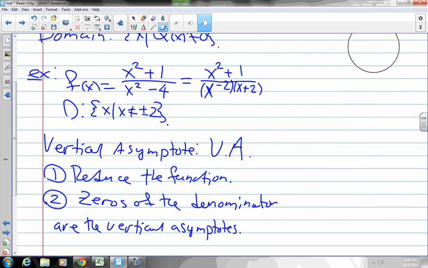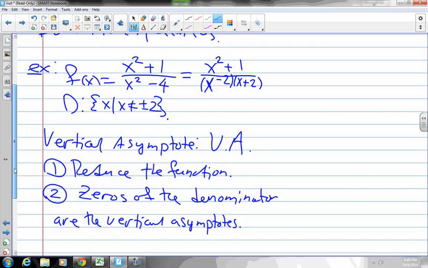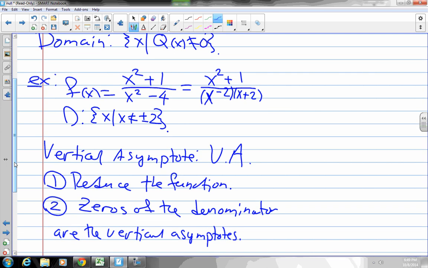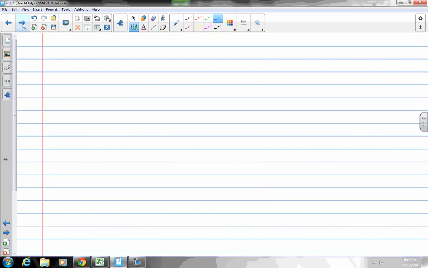Okay, so I want to now try and sketch the graph of this function, see what we can do. But does it make sense what a vertical asymptote is? Basically, not precisely what's not in your domain, but after you reduce your function, whatever's left in the denominator, those are the vertical asymptotes. So let's try and sketch.